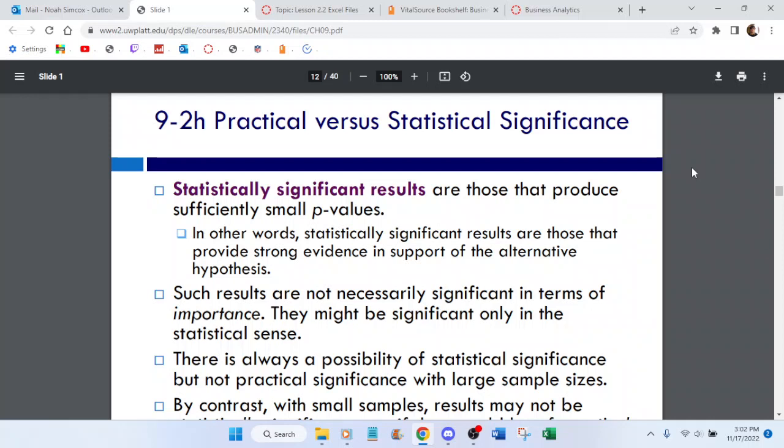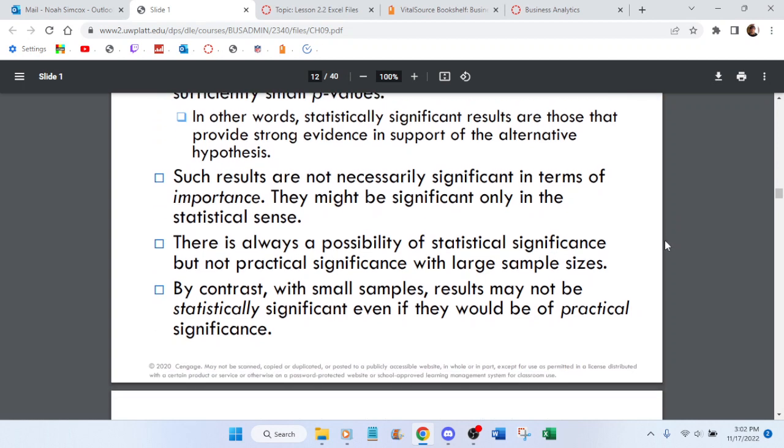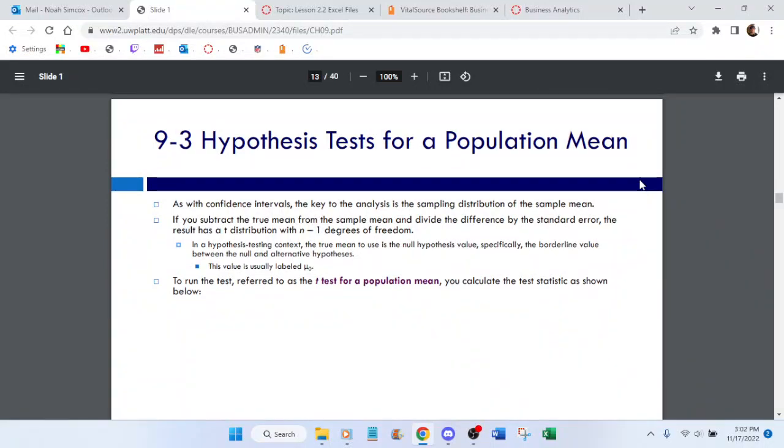Practical versus statistical significance. Statistically significant results are those that produce sufficiently small p-values. In other words, statistically significant results are those that provide strong evidence in support of the alternative hypothesis. Such results are not necessarily significant in terms of importance. They might be significant only in the statistical sense. There is always a possibility of statistical significance, but not practical significance, with large sample sizes. By contrast, with small samples, results may not be statistically significant, even if they would be of practical significance. Hypothesis tests for a population mean.